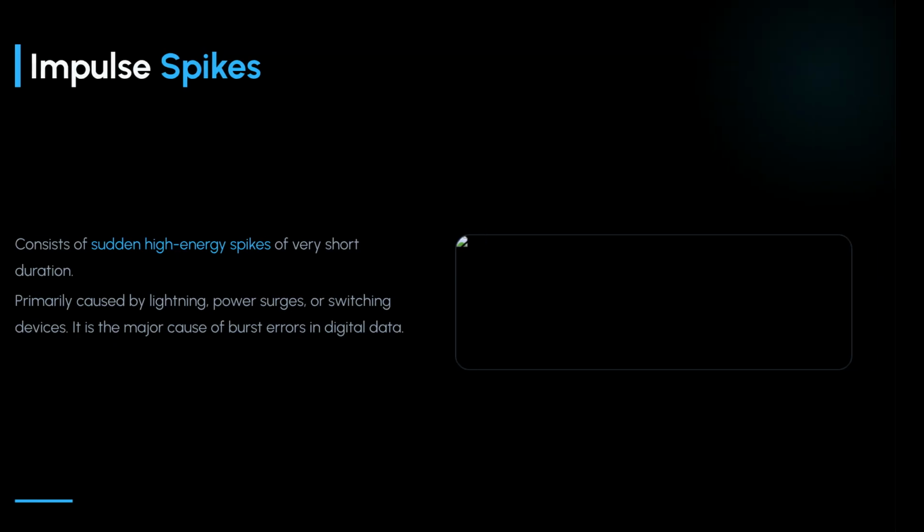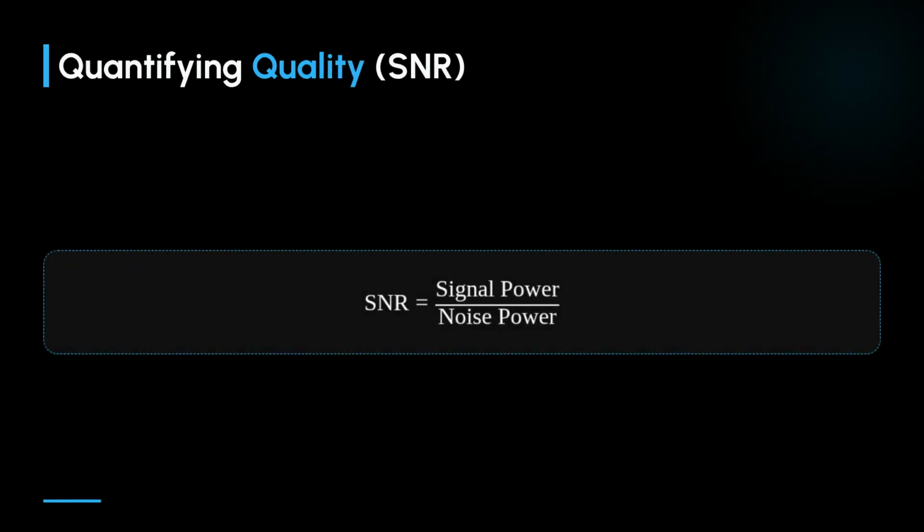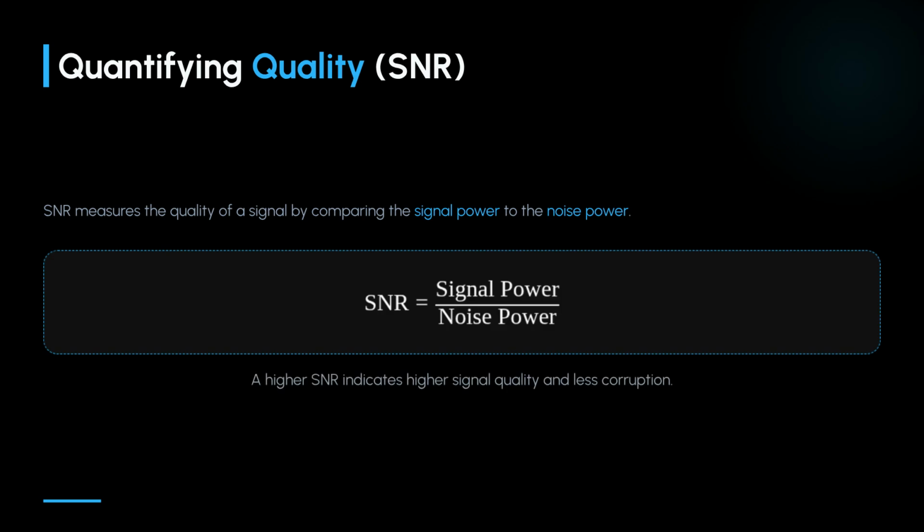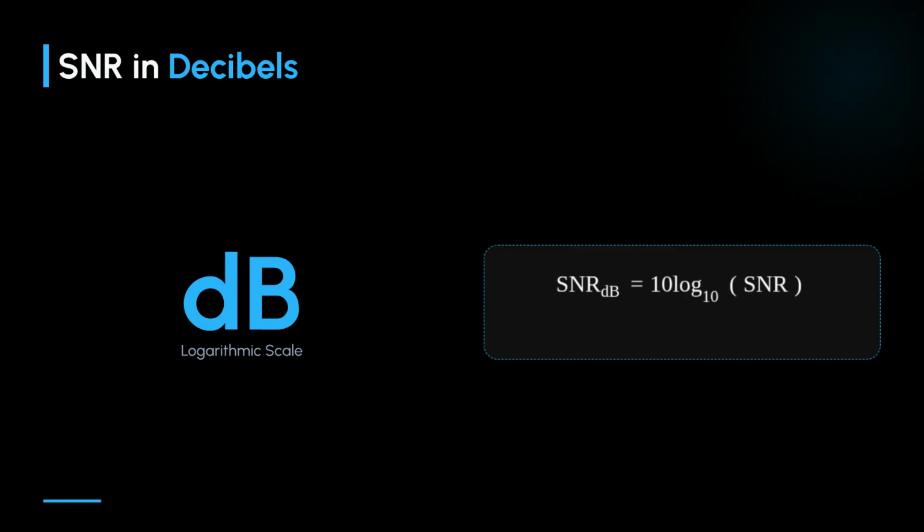Signal-to-noise ratio, or SNR, quantifies signal quality by comparing signal power to noise power. A higher SNR indicates superior signal quality and less data corruption. SNR is commonly expressed in decibels, or dB, a logarithmic scale. The formula is SNR_dB equals 10 times log base 10 of the ratio of signal power to noise power.